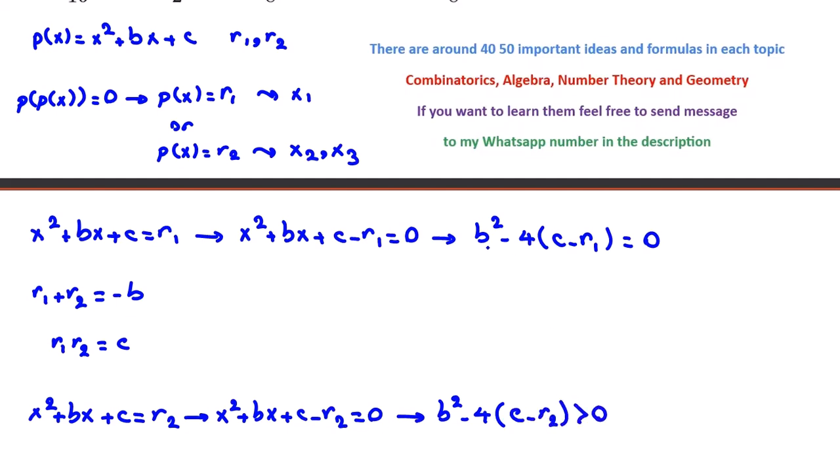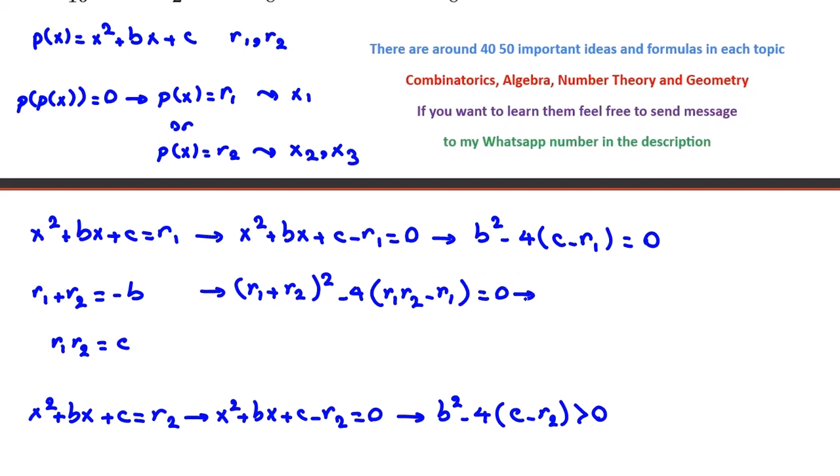Okay, now here I want to find, for example, a relationship between r1 and r2. We know b is what? Negative r1 minus r2. Because we have b squared, you can write it as r1 plus r2 whole squared minus 4 times r1 r2 minus r1 equal to 0. Okay?